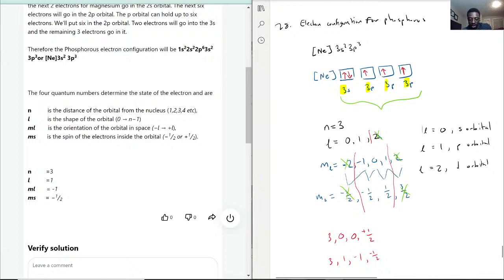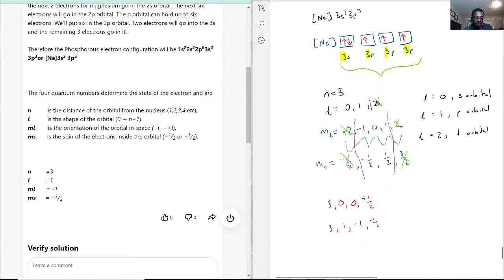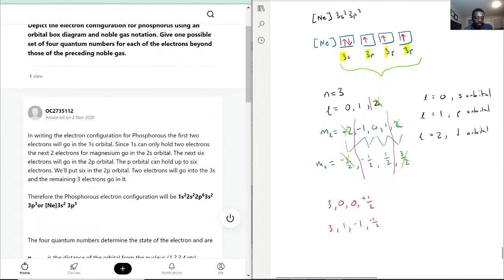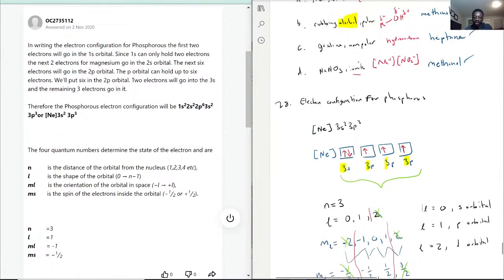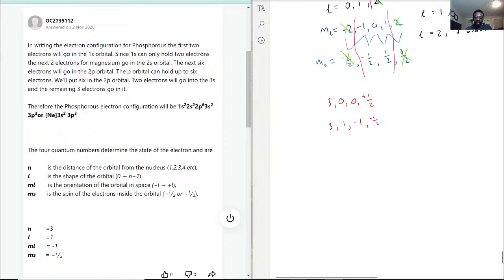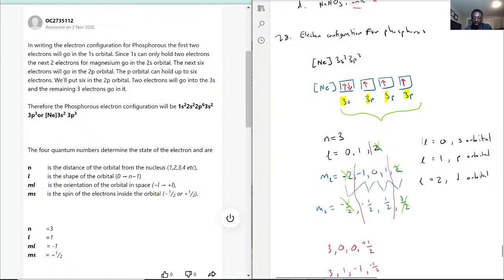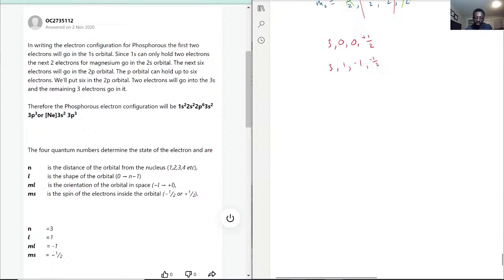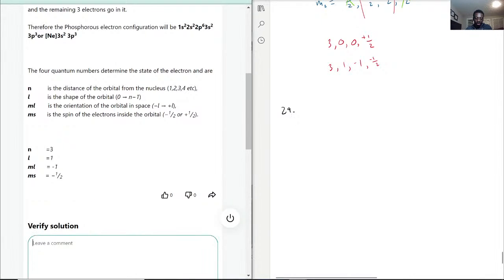So any of these, what's it called, quantum numbers would work for this question. Okay, so with that, that is the electron configuration for phosphorus. Okay, so let's move on to question 29 for today. Hopefully something that's a little bit simpler.